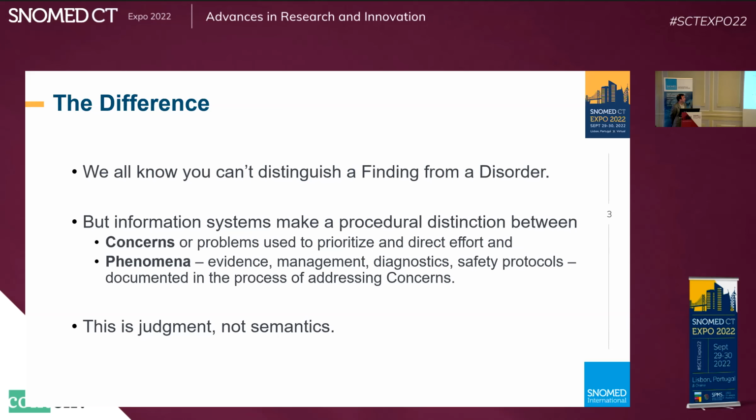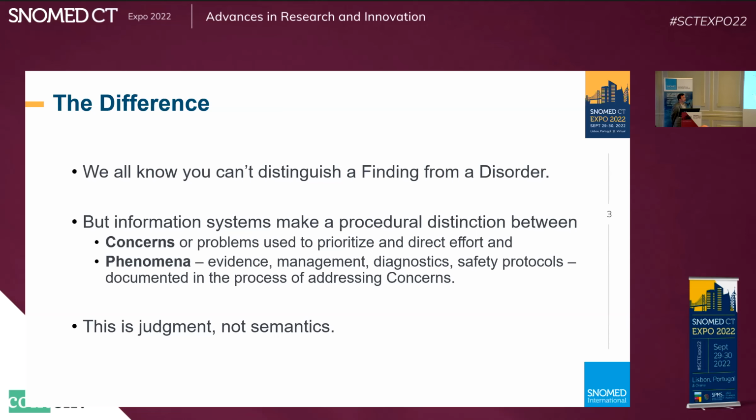So the difference in HL7 FHIR and also in an equivalent model in the RIM is that there are some phenomena that are purely objective representations of phenomena, and there are some phenomena that are cause for concern. EHRs, for instance, don't care that there's no distinction between a finding and a disorder. They have a table for concerns and problems, and they have another table for facts.